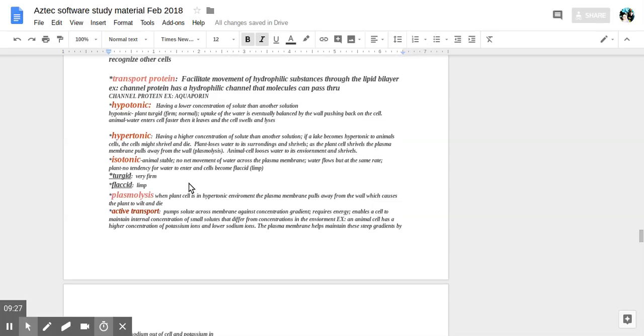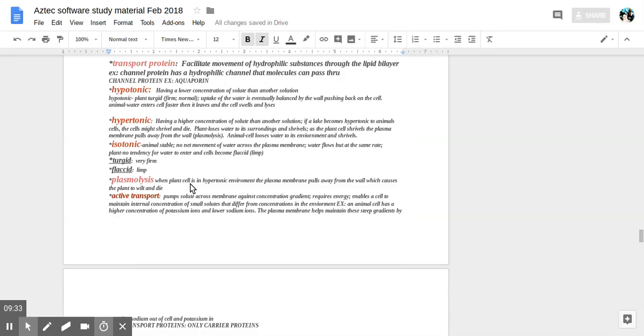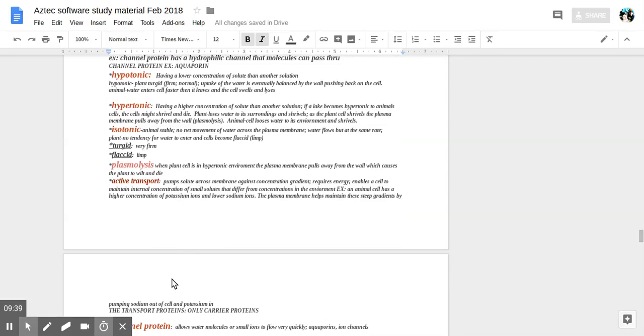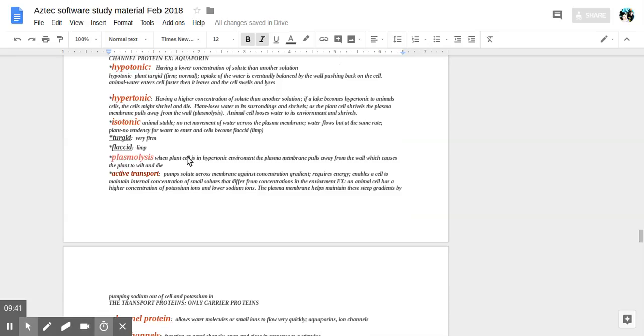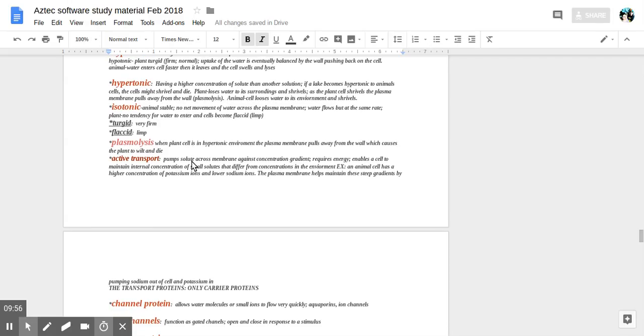And then hypertonic means higher concentration of solute. So if a lake becomes hypertonic to animal cells, the cells might shrivel and die. Plant loses water to its surroundings and shrivels. Plant cells shrivel, the plasma membrane pulls away from the wall through plasmolysis, and the animal cell loses water to its environment and shrivels.